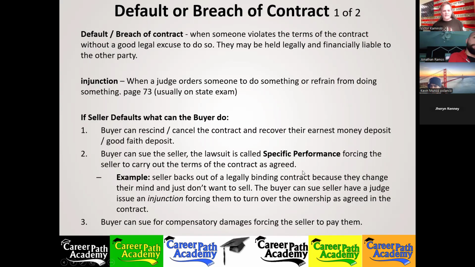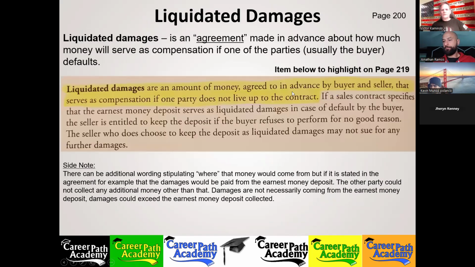So the last thing here is the buyer could also sue the seller for compensatory damages. Compensatory damages. That's moolah, money, compensation. All right, so liquidated damages, before we get into what the seller can do if the buyer breaches the contract.